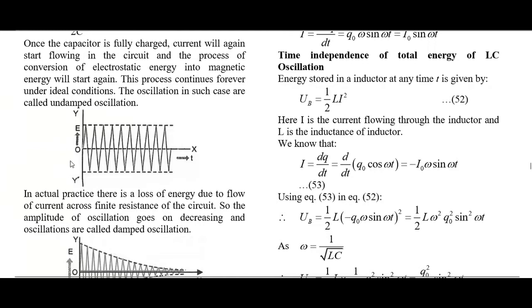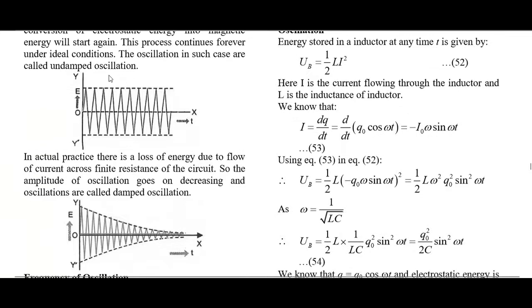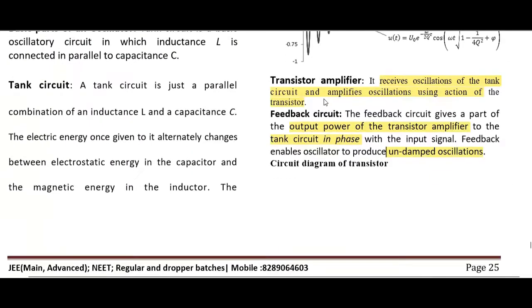So ideally this kind of oscillation was expected, but actually damped oscillations are there. And by making use of an amplifier and positive feedback, we make these damped oscillations undamped. Now we will go to the original topic.